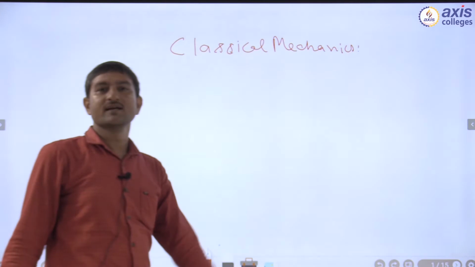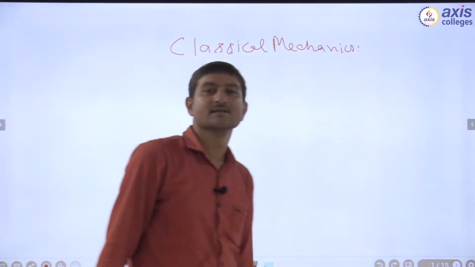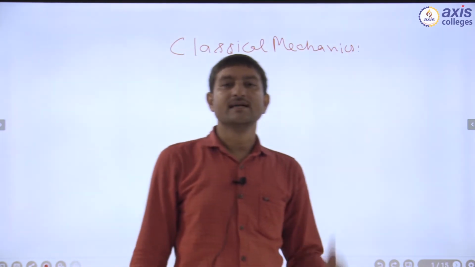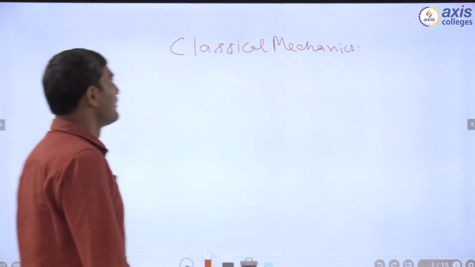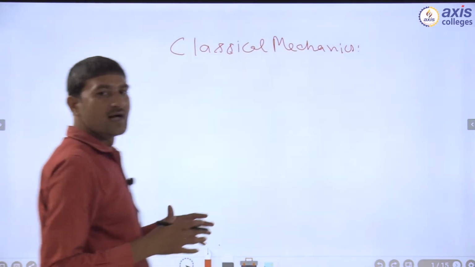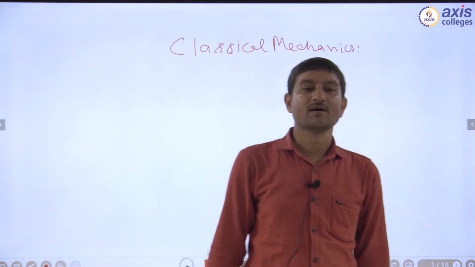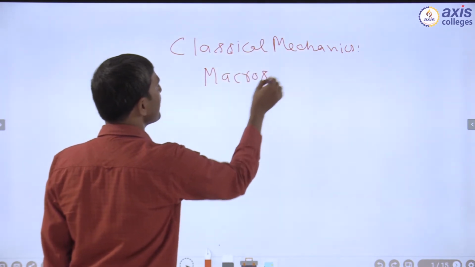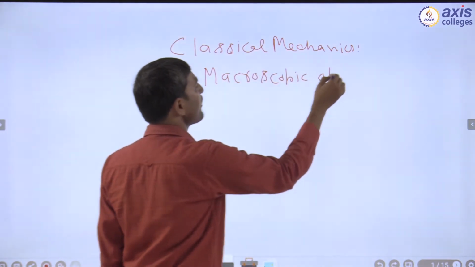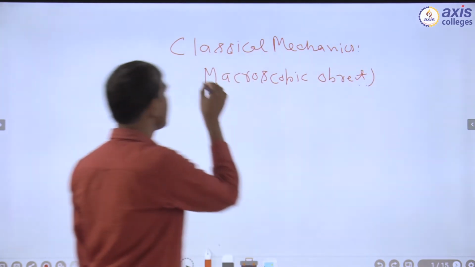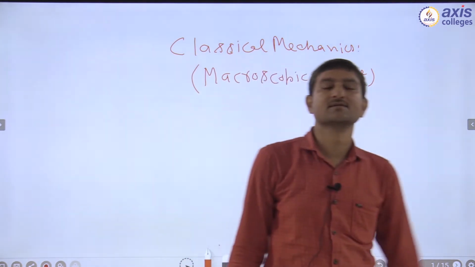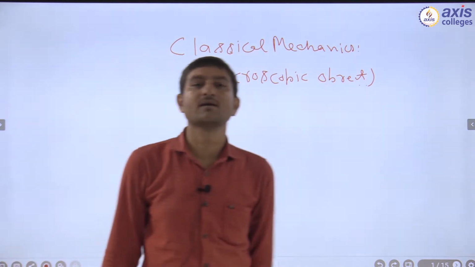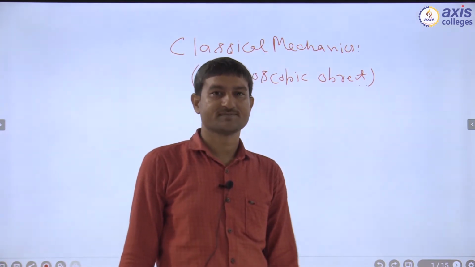As we have discussed in our earlier lecture on the domain of physics, I have discussed various branches of physics. But when we are talking about classical mechanics, this branch of physics is applicable for objects having large size, so it is applicable for macroscopic objects. Classical mechanics is the branch of physics which deals with macroscopic objects.